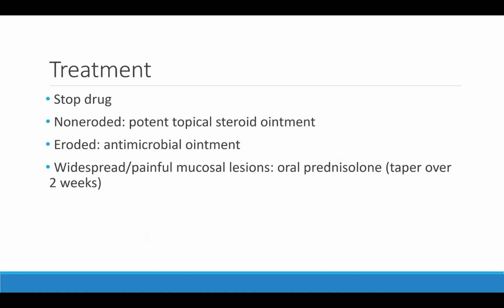Treatment of FDE, stop the drug. In non-eroded lesions, apply potent topical steroid ointments. In eroded lesions, you can use antimicrobial ointments. If they are widespread or painful mucosal lesions, patients may require oral prednisolone, which is tapered over a couple of weeks.